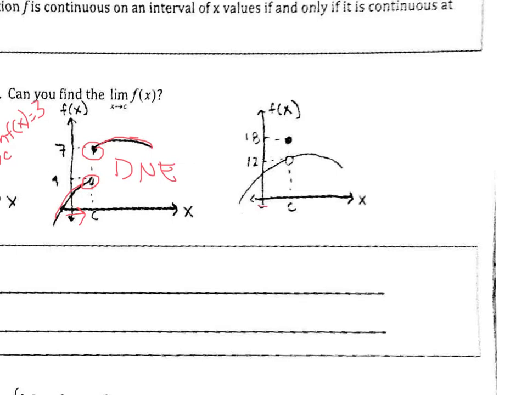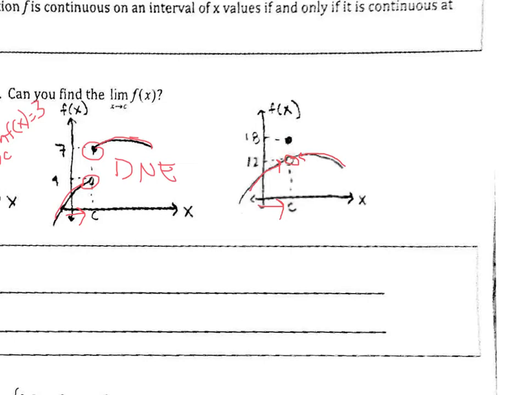If we look at our last example, as I'm getting closer and closer to c on my x-axis, my function is getting closer and closer to 12. Okay? As I'm going from the right, my function is still getting closer and closer to 12. This point is the value of my function at c. But I'm not looking for the value of my function at c.